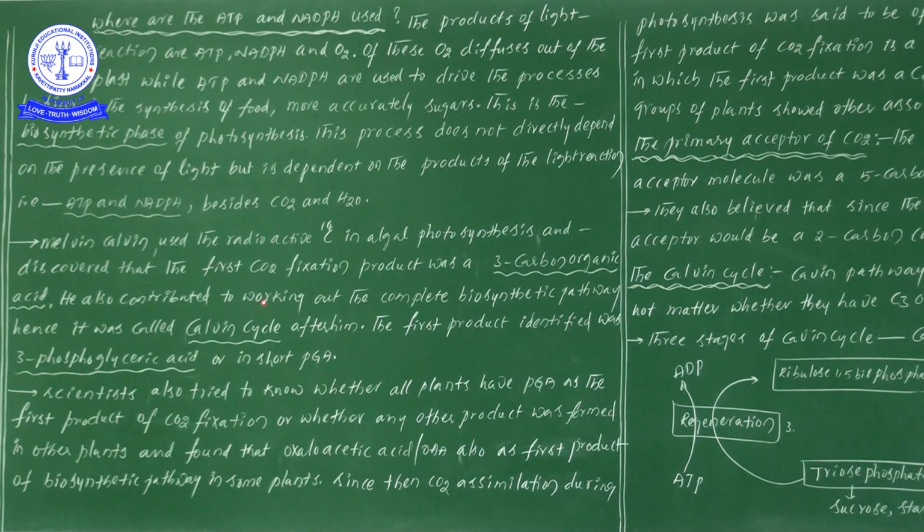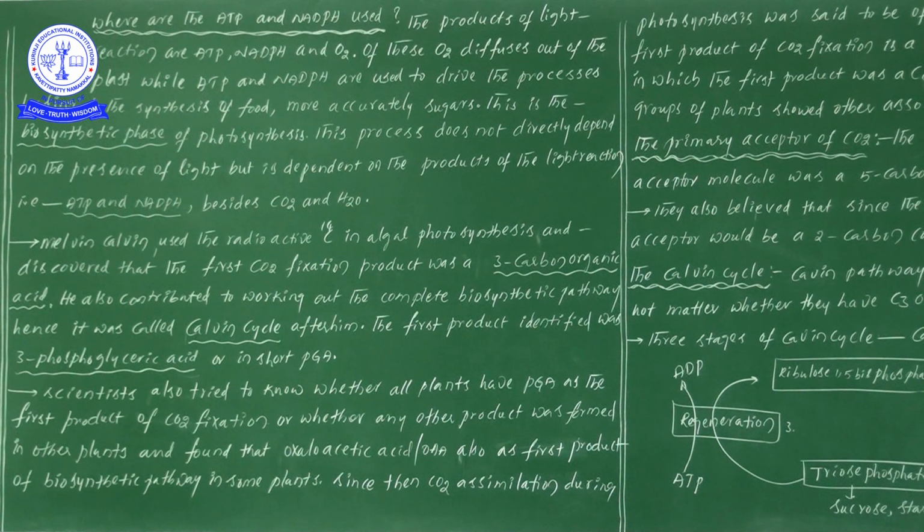And he also contributed to working out the complete biosynthetic pathway. He did a tremendous amount of work on the biosynthetic pathway, and that's why, after him, we started to call that particular pathway the Calvin cycle. So he did very tremendous work on the C3 cycle.